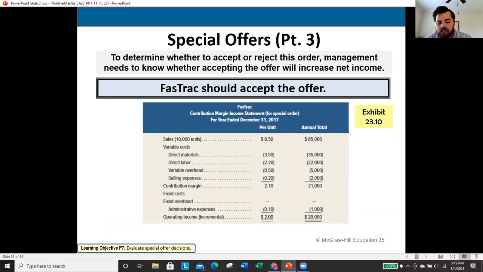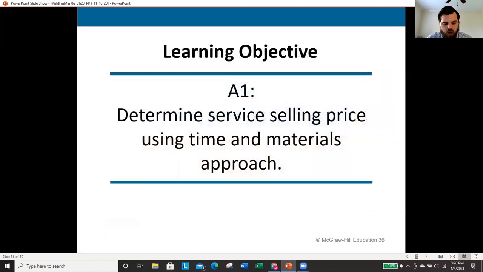I'm making sure that they know this is a one-time deal. I'm hopefully not advertising this to my other customers who would then want this same price going forward. So we have to be kind of careful with special offers in practice, but this is what we're seeing here. In this case, it does work out positively for me to actually take this special offer.